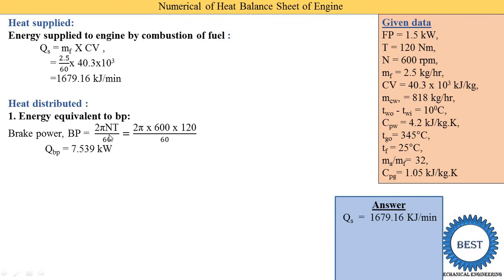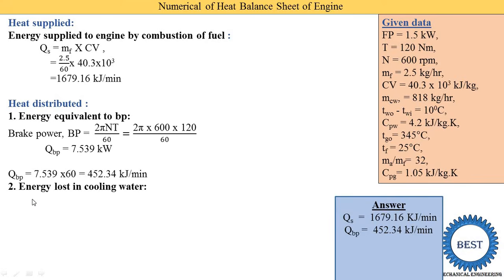Now here we need to multiply it by 60, then we get the answer in kilojoule per minute, or simply we cancel this 60, then we directly get the answer in kilojoule per minute. So heat energy in brake power is 7.539 into 60, which is 452.34 kilojoule per minute. Why do we find kilojoule per minute? Because in the example they say to find it in kilojoule per minute. So here Q brake power is 452.34 kilojoule per minute.